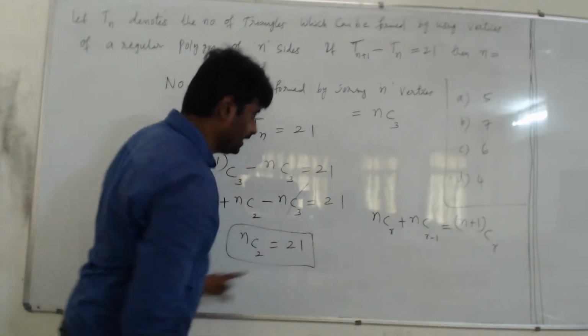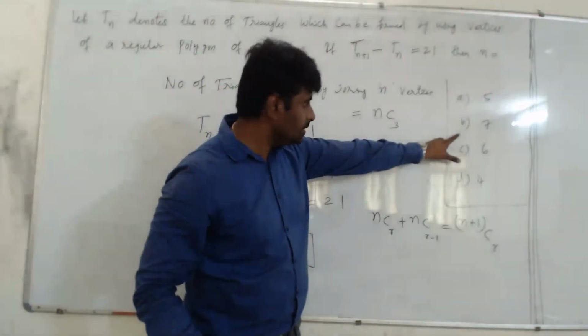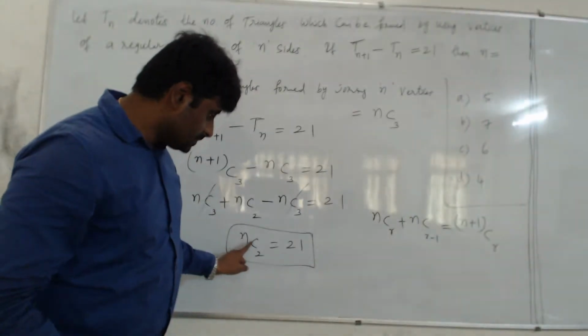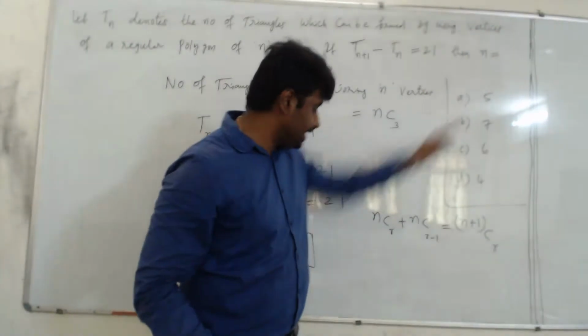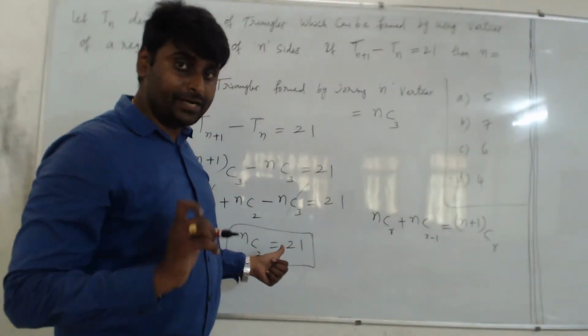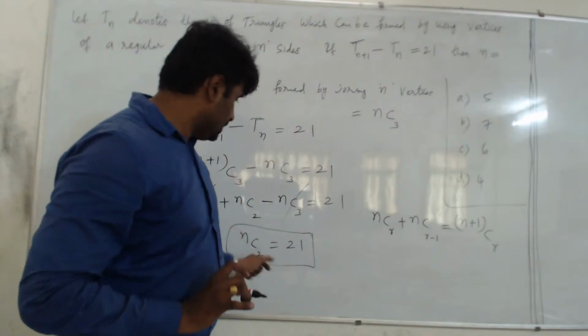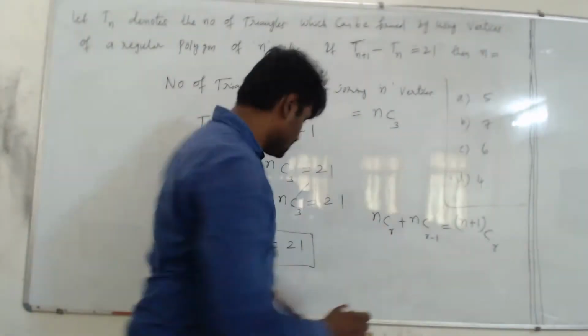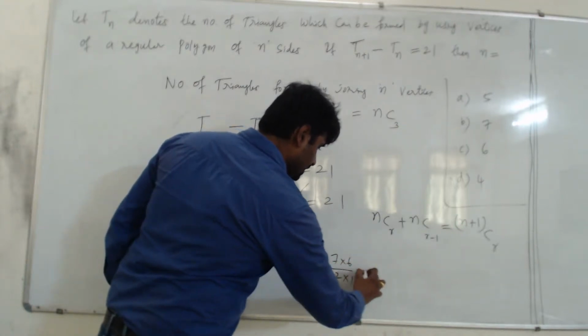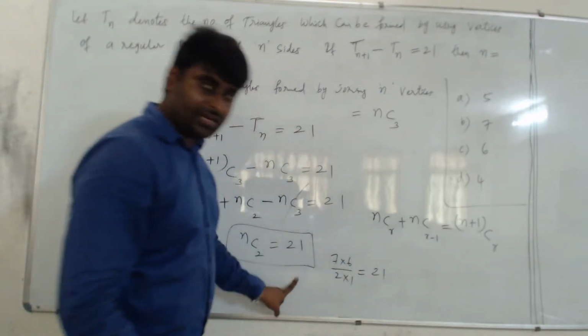Okay, just we can verify there with the options. So which option will be correct here? Yes, 5C2, 21? No, 10. 5 into 4 by 2 into 1, 10. 7C2, 7 into 6 by 2 into 1. Yes, it gives us 21. Just by verification in the end.